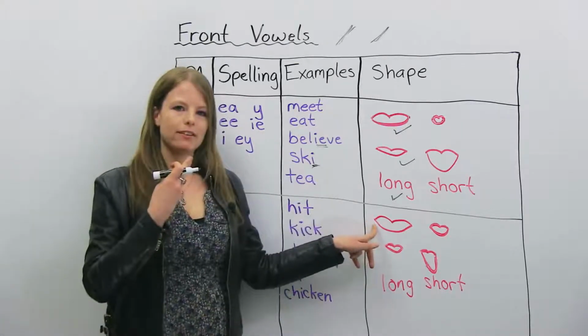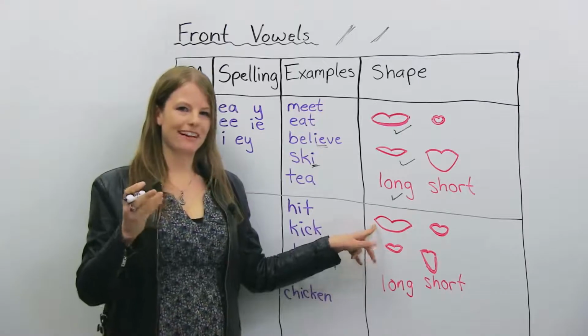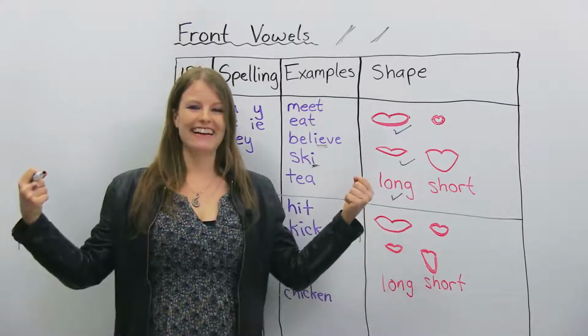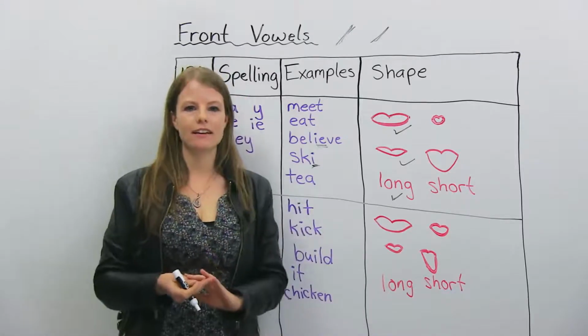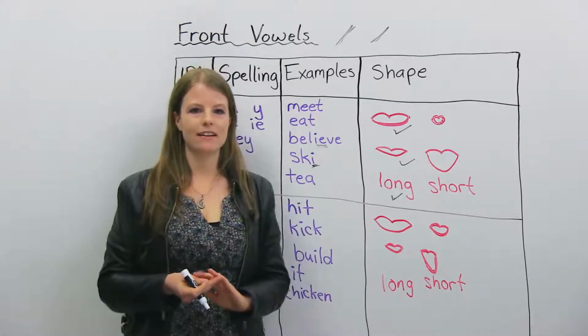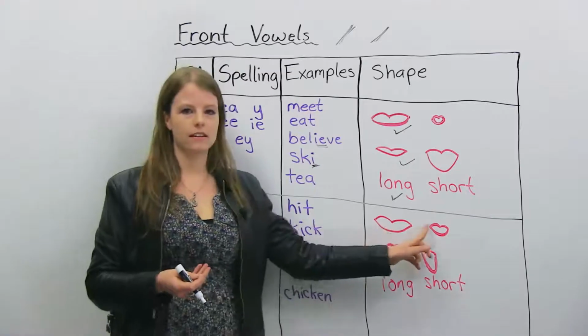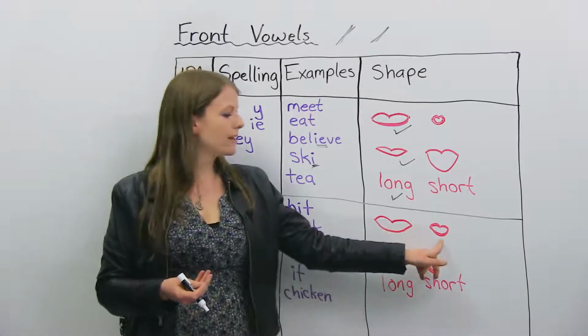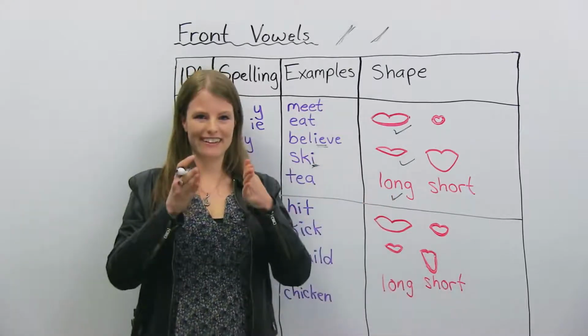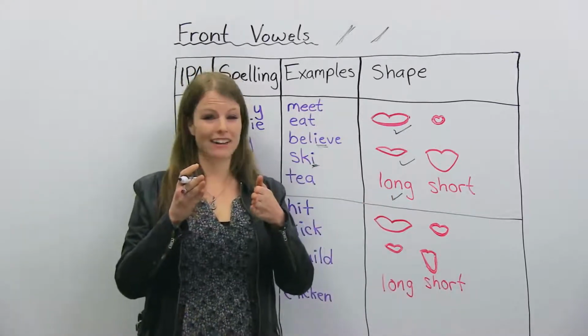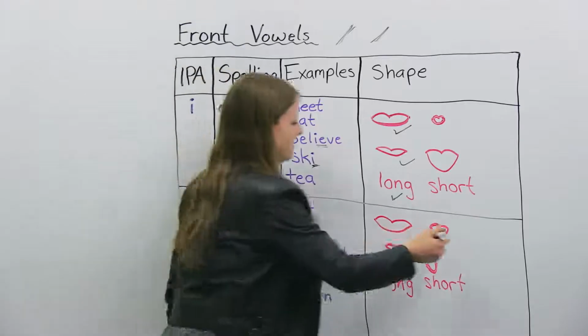So look at my mouth when I make it. I want you to think, is my mouth very wide, like E? Or is it very small? I. Which does it look like? It looks more like this. It's not very wide. Your mouth is kind of smaller. You're not smiling when you make this sound.